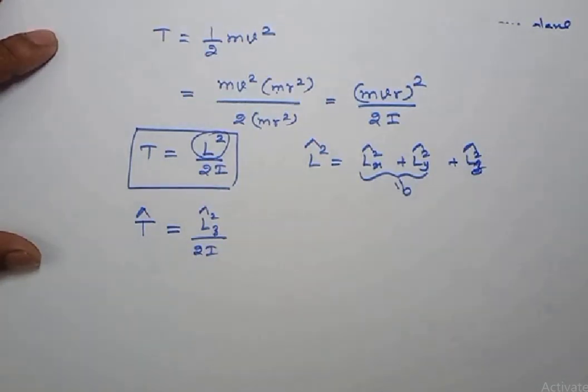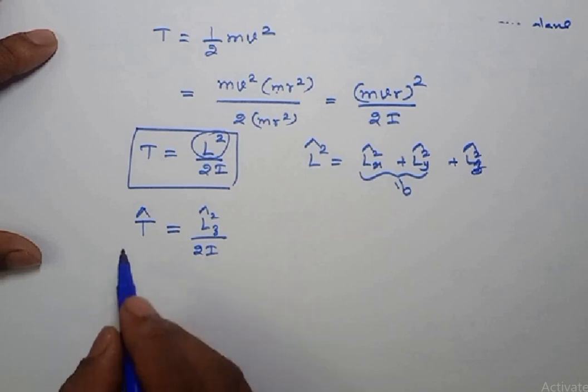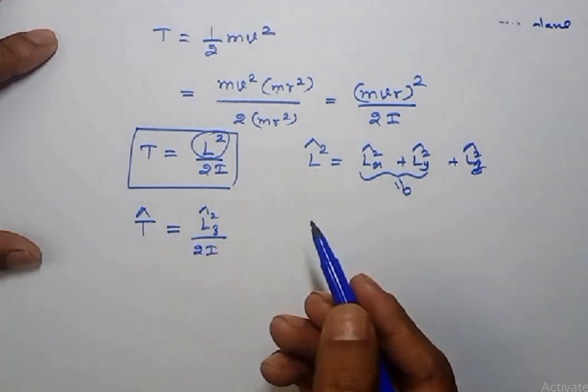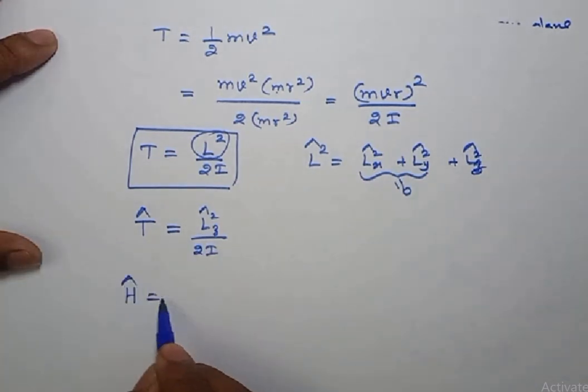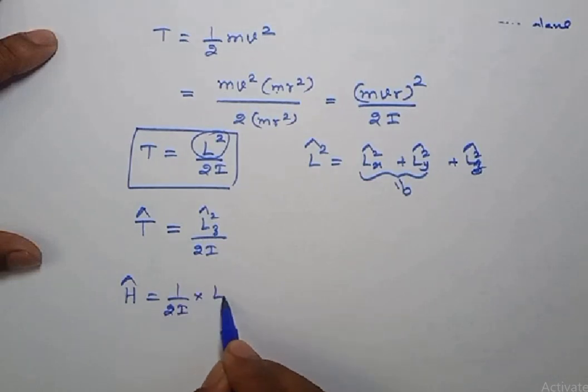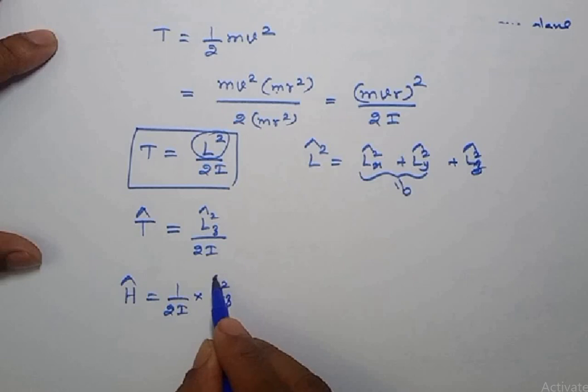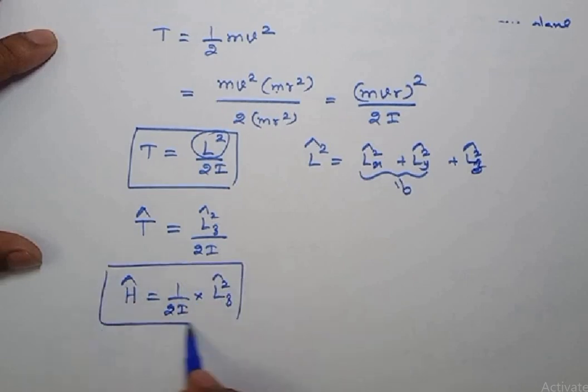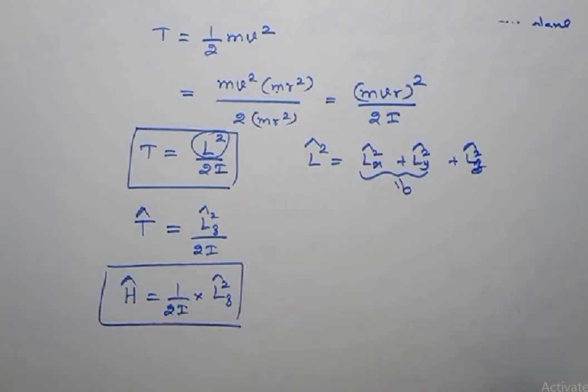Lz square operator by 2I. This is the kinetic energy formula. And since potential energy is 0, the Hamiltonian is also equal to the same thing: 1 by 2I into the Lz square operator. This is the Hamiltonian operator formula. Take note.